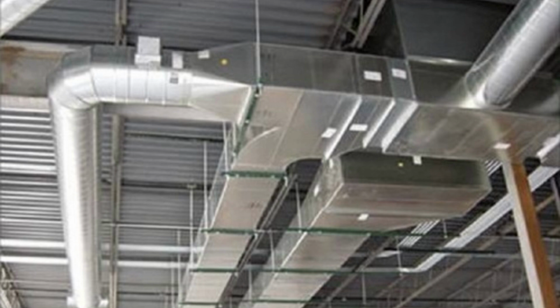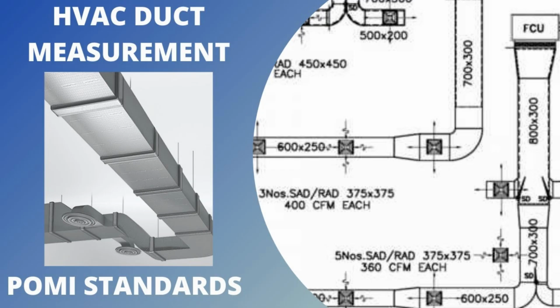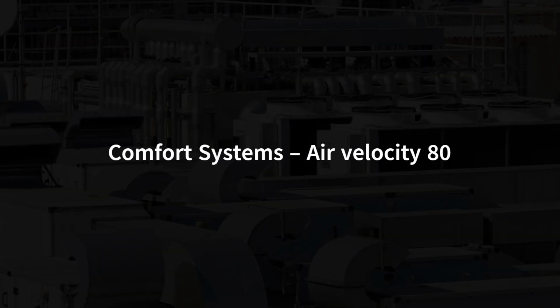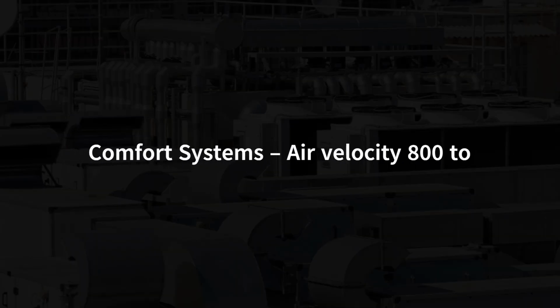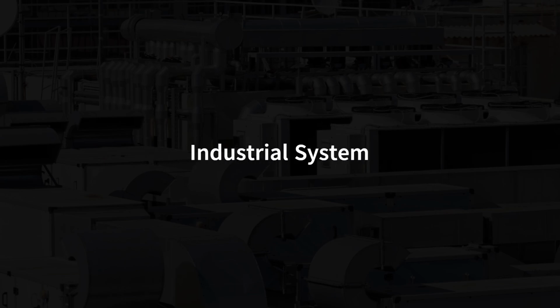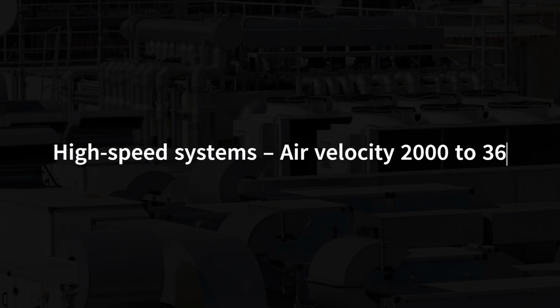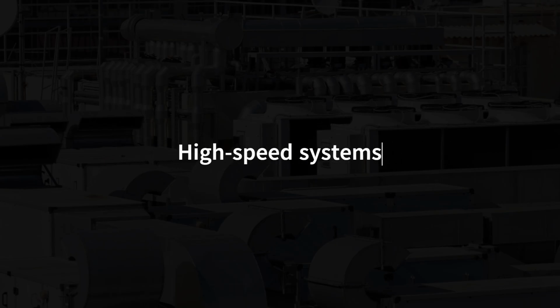By keeping air velocity within recommended limits, you can ensure a quiet and effective system that meets the specific needs of the building. Typical design friction rates are 0.1 inches of WC per 100 feet. To avoid disturbing noise levels, maximum velocities should stay within experienced limits. Comfort systems: air velocity 800 to 1400 fpm. Industrial systems: air velocity 1500 to 2400 fpm. High-speed systems: air velocity 2000 to 3600 fpm.